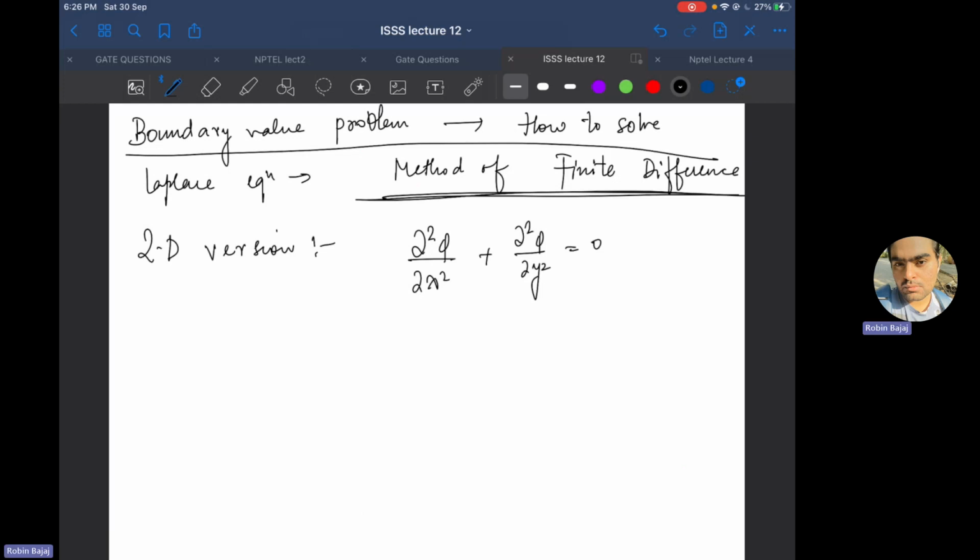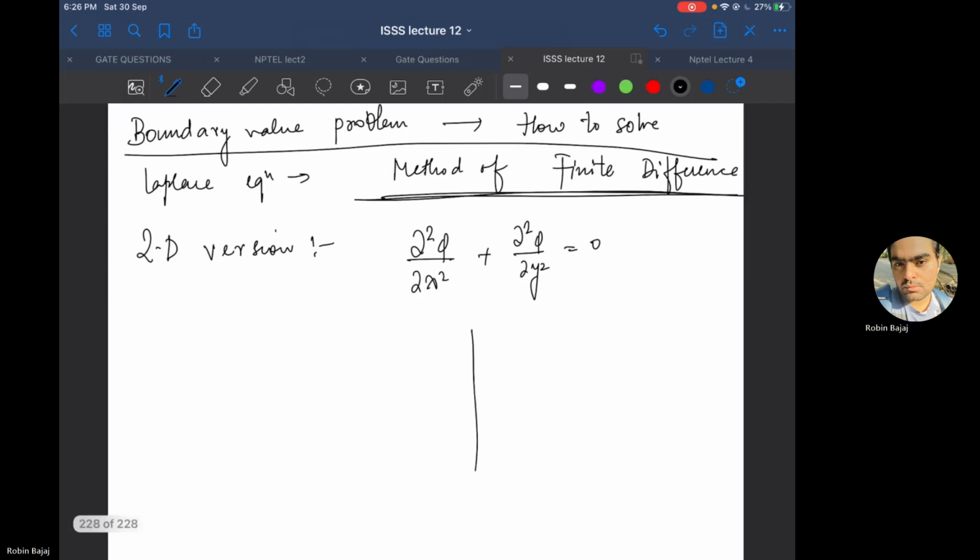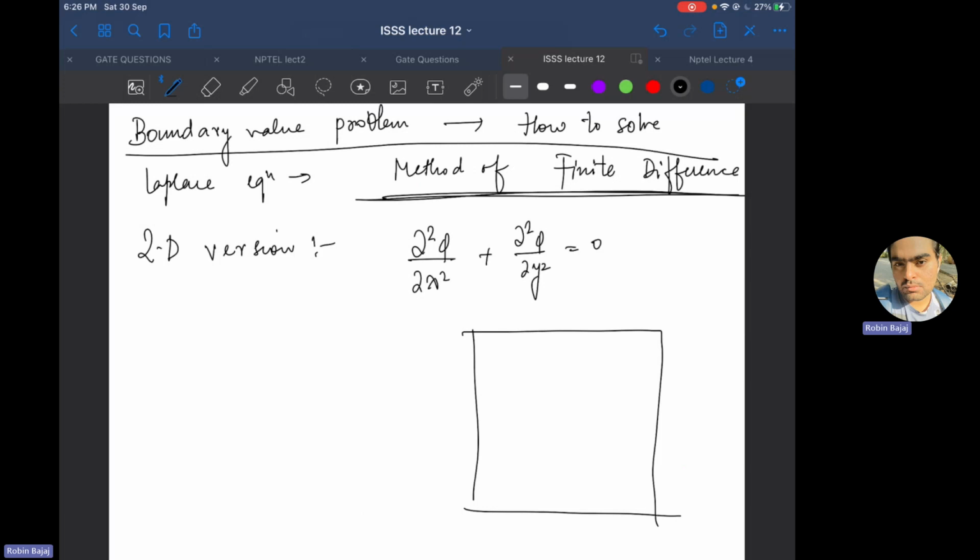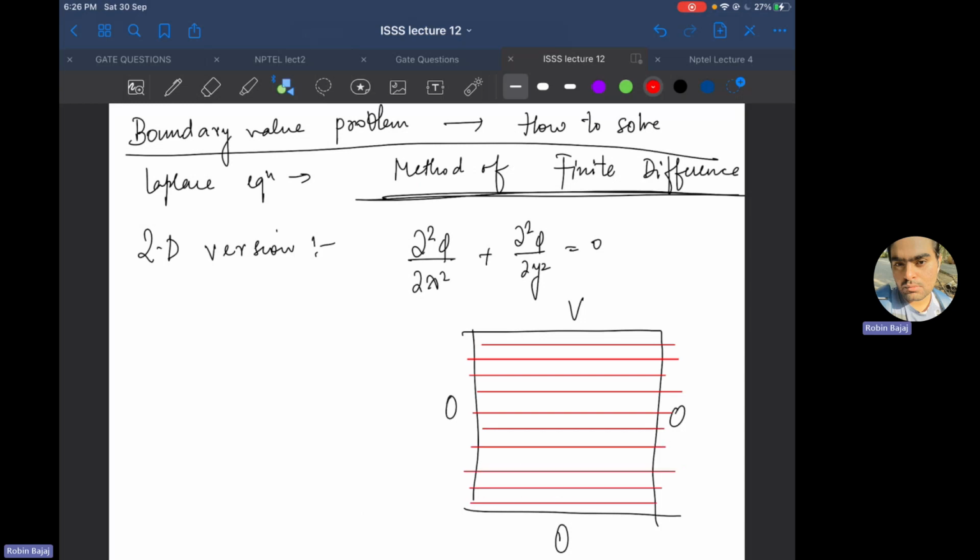So for example, you have this square sheet, let's say this is V, this is 0, this is 0, this is 0. What you would do, you would make a grid. So if you have a grid, now your idea is you write the partial derivatives. How would you write it using central differencing?